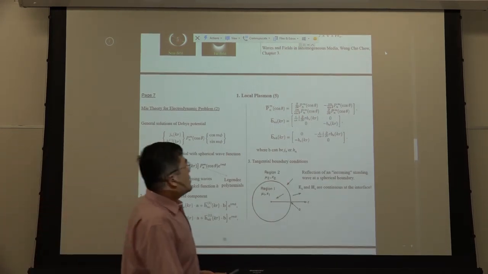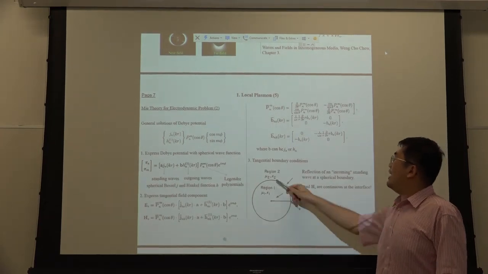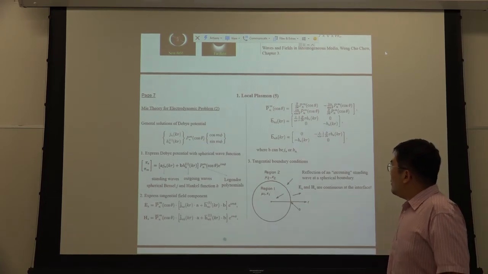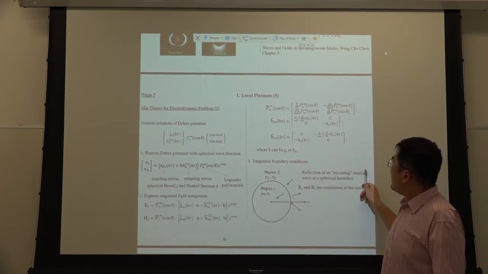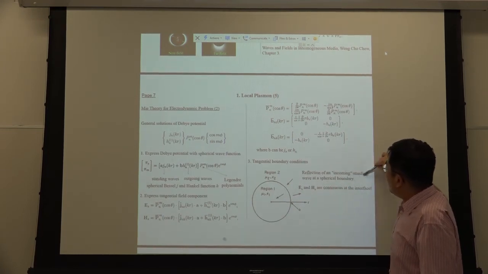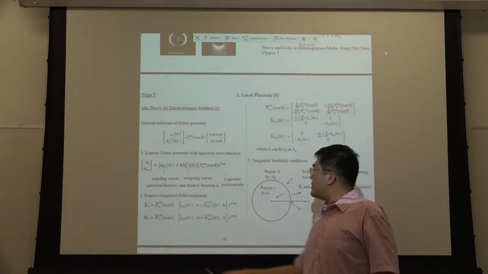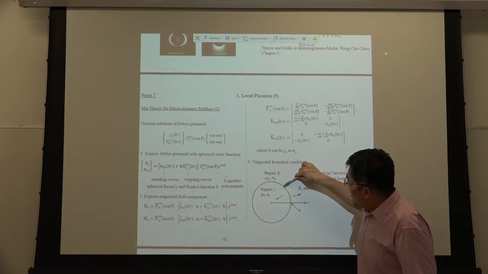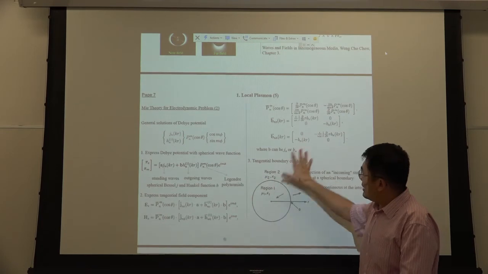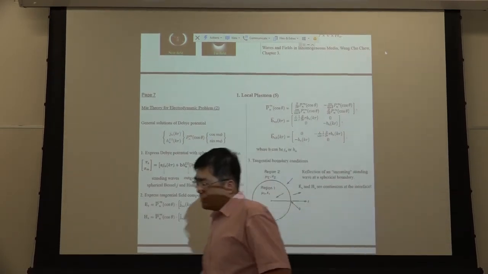Then, I use the tangential boundary condition. I mean tangential E and H are continuous at this interface. So this is the case. First, we consider an incoming standing wave. We consider a spherical Bessel function incident on this sphere. Some wave will be reflected or scattered, right? There's an incident wave, a scattered wave, and there's a transmitted wave propagating within the sphere. This is the problem we consider.